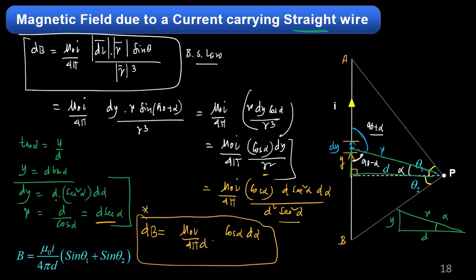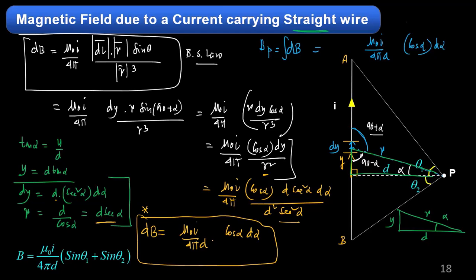Now I want to calculate the effect of the entire wire. So that means I have to integrate it. Once I integrate it, I will get the value of B. So what is B at point P? B at point P is the integration of dB, right? In that integration, all are constant, only the variable is alpha. So I am taking mu naught I by 4 pi d out of the integration, and I am left with cos alpha d alpha.